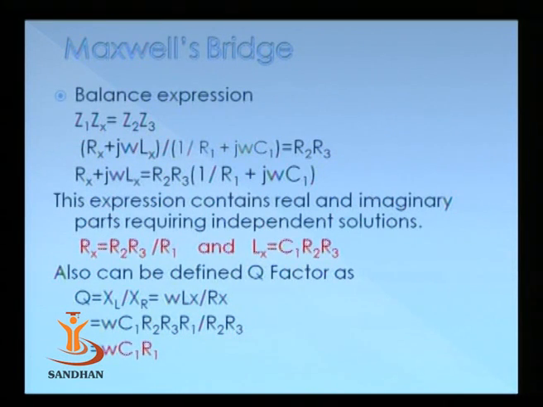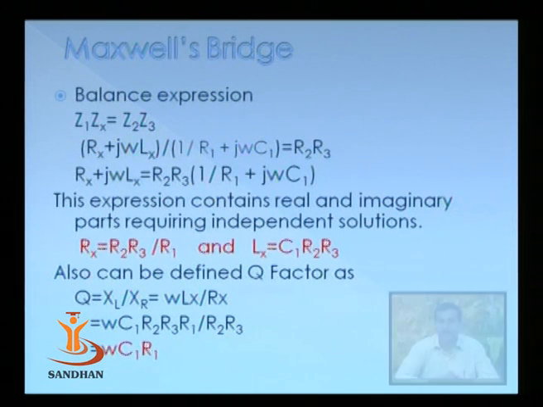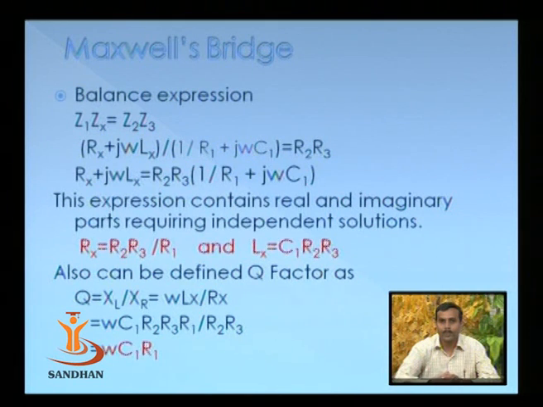Putting these values in the same balance expression, Z1 Zx is equal to Z2 plus Z3, we can again make separation of real part as well as imaginary part. Rx plus j omega L on the left hand side becomes equal to R2 R3 multiplied by 1 upon R1 plus j omega C1. Making real part and imaginary part separated, Rx becomes equal to R2 plus R3 upon R1, while imaginary parts compared together makes Lx is equal to C1 R2 upon R3. Now this again will give you the values.